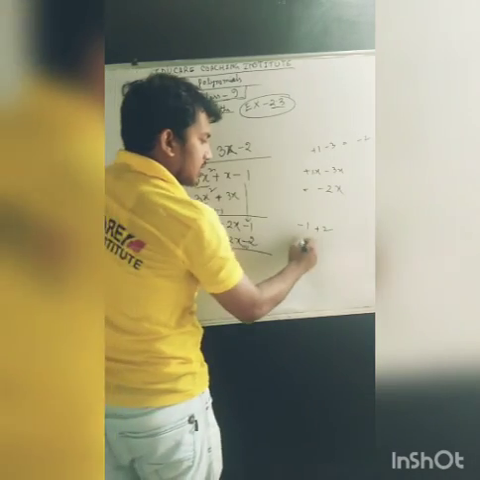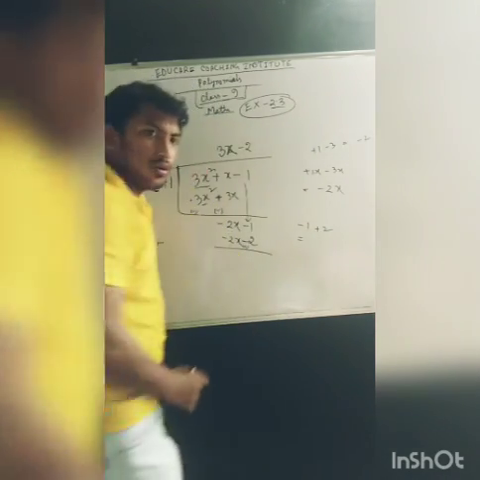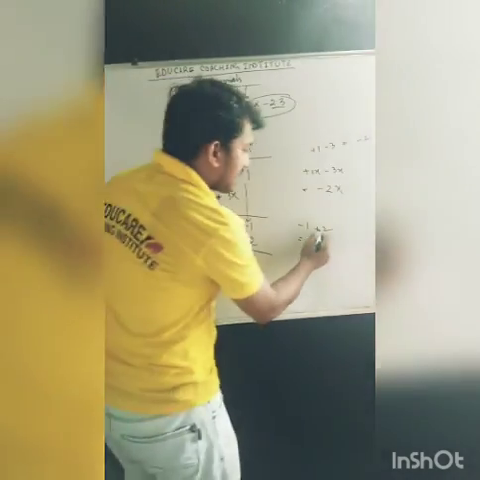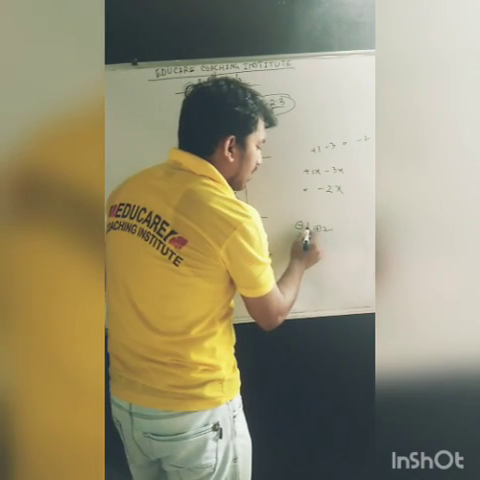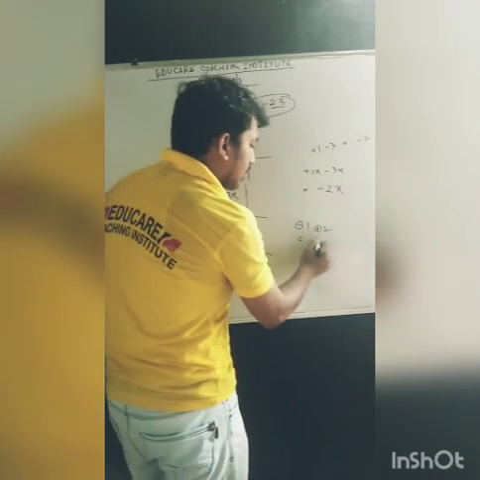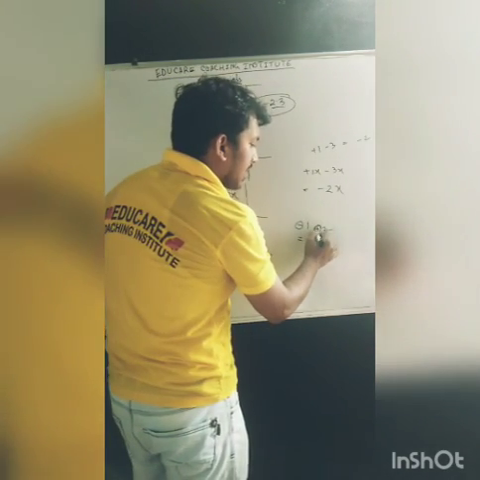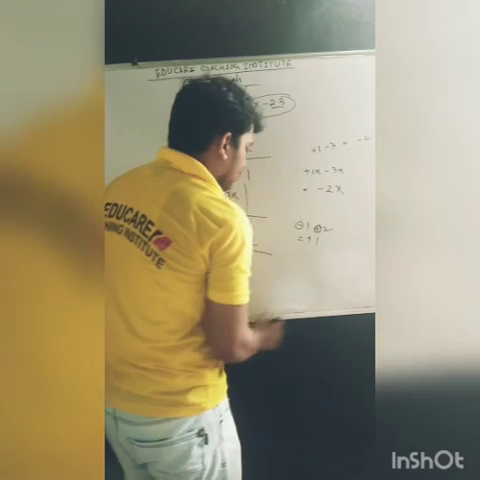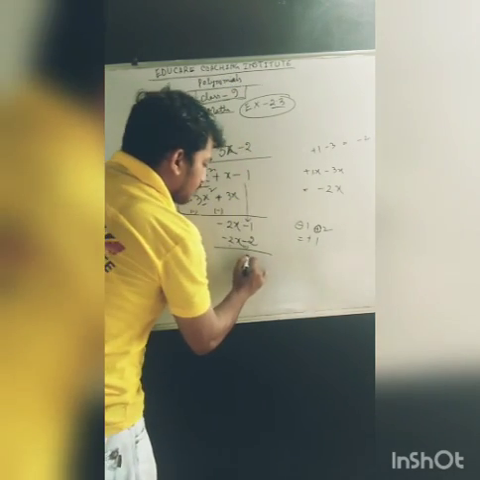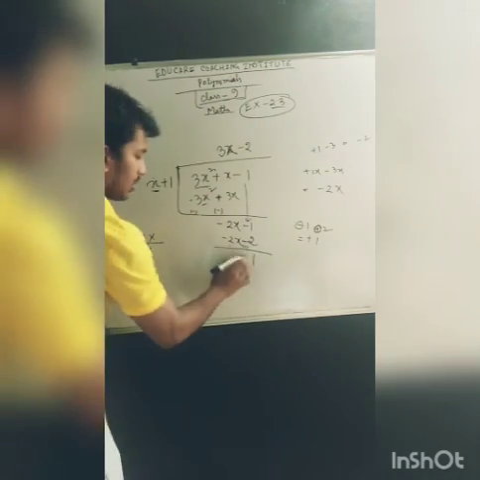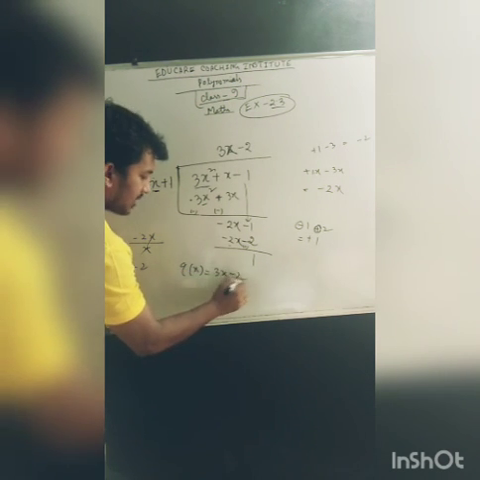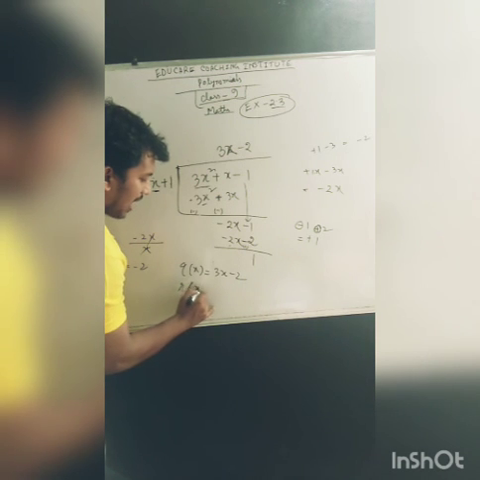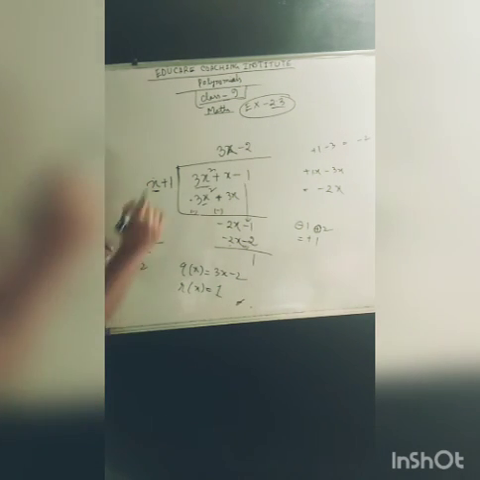Minus 1 plus 2, how much? Not 3. See, if there is a plus number and a minus number, we subtract the lower one from the greater one. 2 minus 1 is 1, and the sign of the greater one is plus. That's why it is plus 1. So here the quotient q(x) is 3x minus 2, and the remainder r(x) will be 1. So that is the answer. Simple.